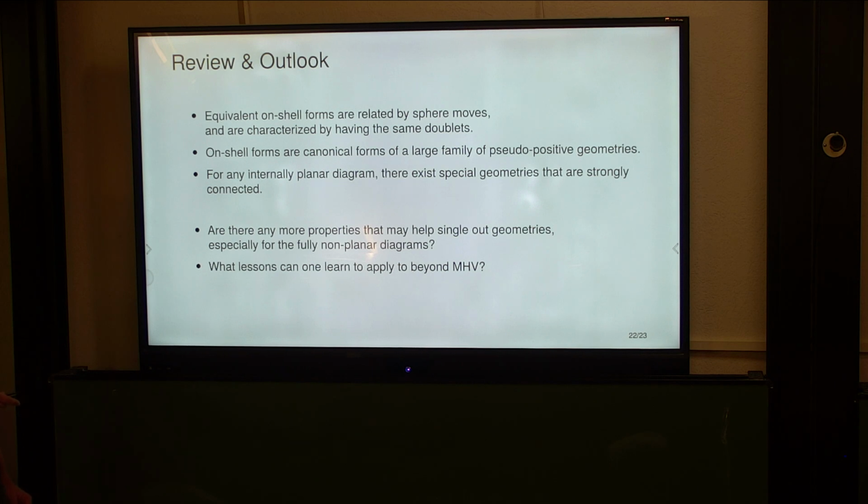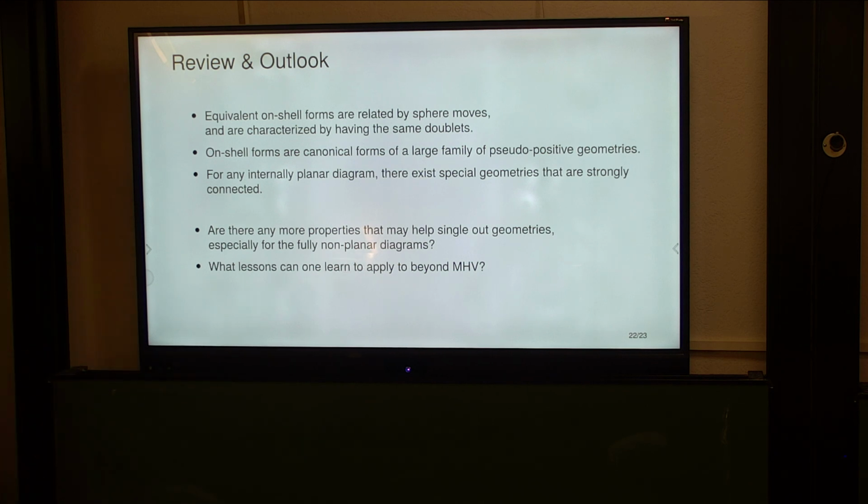Okay, so to wrap up the talk, the 3 things I just sort of tried to give you and motivate: equivalent on-shell forms have this characterization in terms of sphere moves and doublets. On-shell forms are canonical forms of some large family of pseudo-positive geometries, which one would like to explore and single out some preferred geometries on which you can work. And in particular, one of the special ones that we might want to prefer is if the diagram is internally planar, there are some strongly connected geometries that you end up with.